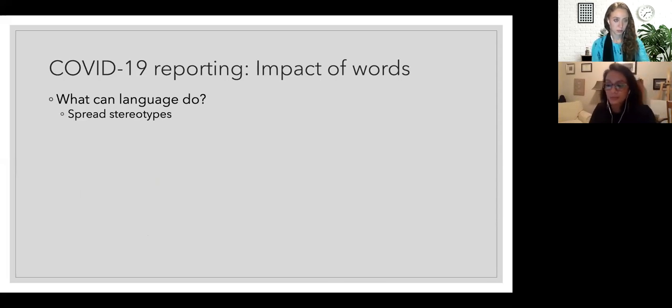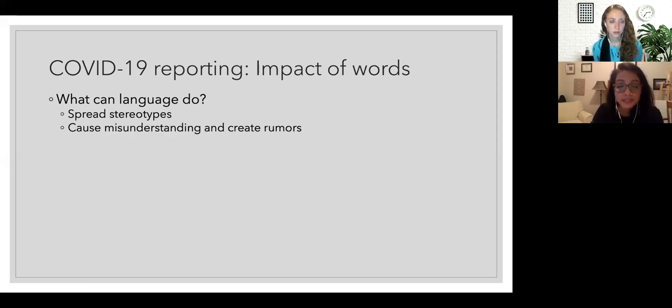So when we're talking about coronavirus, certain words like "suspect" make us think of something criminal, something negative. And it may, for people, increase stigmatizing attitudes because it communicates that something's wrong or we have something to fear. It can cause misunderstanding and create rumors.